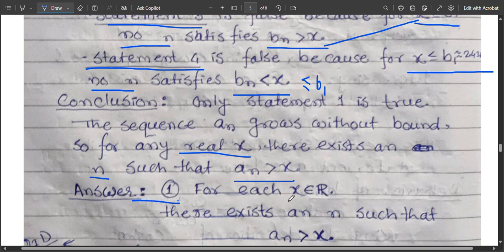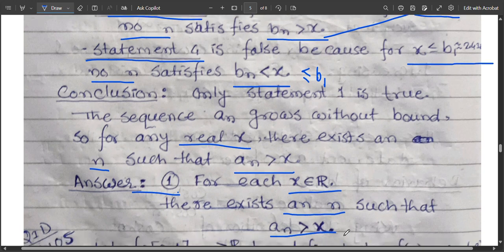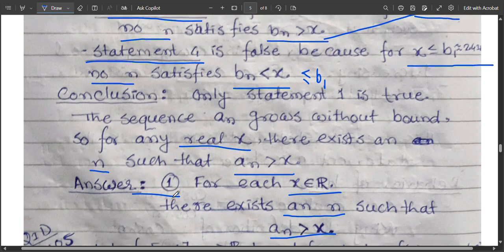For each x from R, there is an n such that An will be greater than x, and that is option 1. So option 1 is correct. That's it.